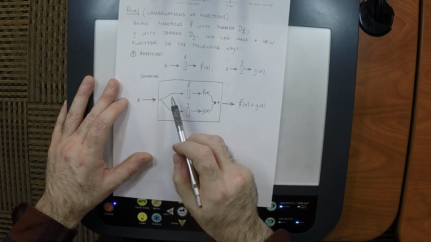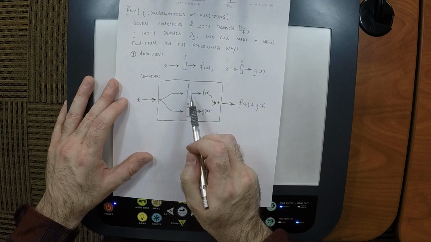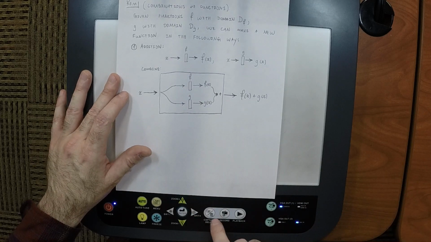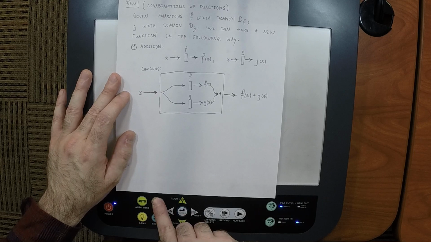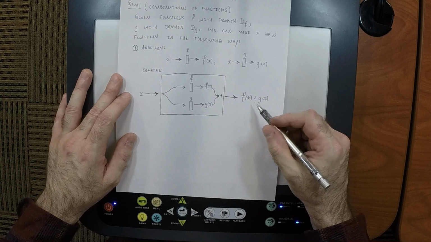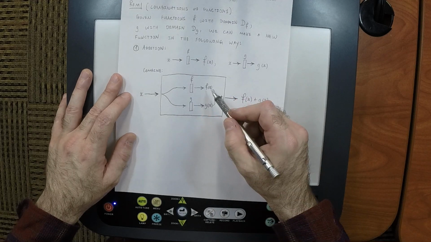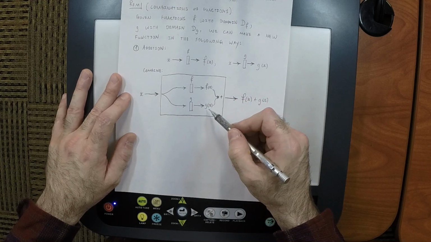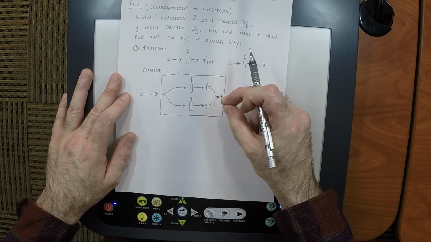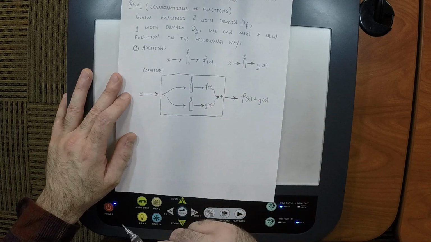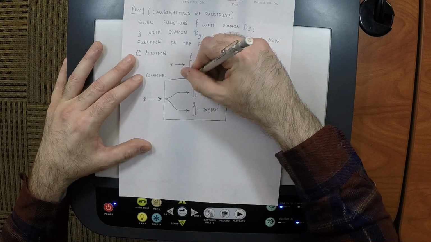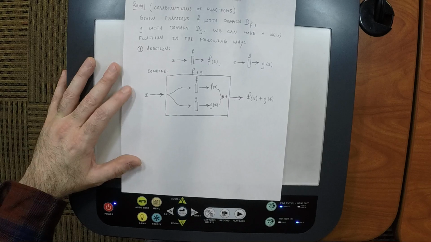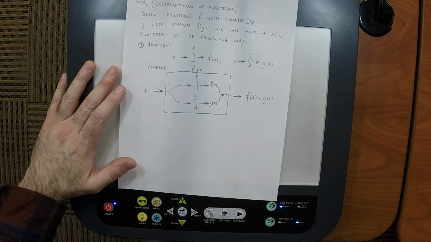So we run the f machine and it makes f of x. We run the g machine, it makes g of x, and then we combine those two results together to get f of x plus g of x. Okay, so the name of this function is f plus g. That's its name.